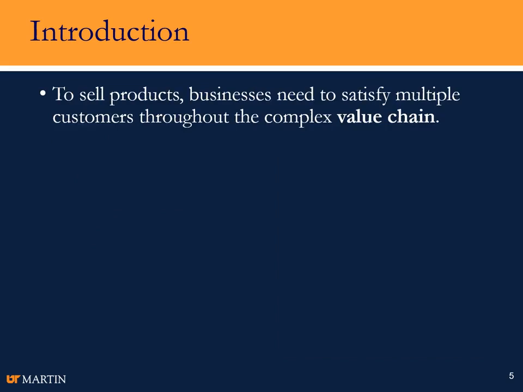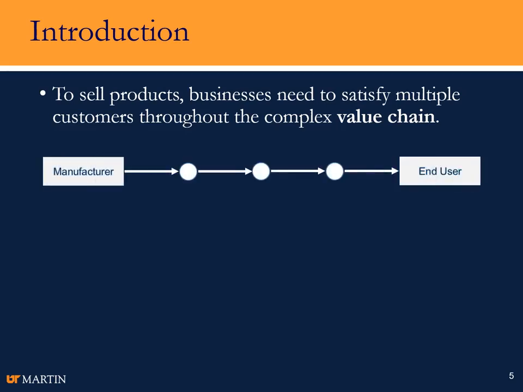So to sell products, businesses have to satisfy multiple consumers or customers throughout a complex value chain. We've talked a little bit about the value chain before. That's the supply chain, but this is more in the context of how money is added to products, how value is added to products as they go through the supply chain. So there's a manufacturer, and then there are other entities along the way before the product gets to the end users. Those could be, for example, processors, wholesalers, retailers, anyone else that comes between the manufacturer of a product, maybe a farmer, and the end user, who would be either a customer, a household, or an industrial user.